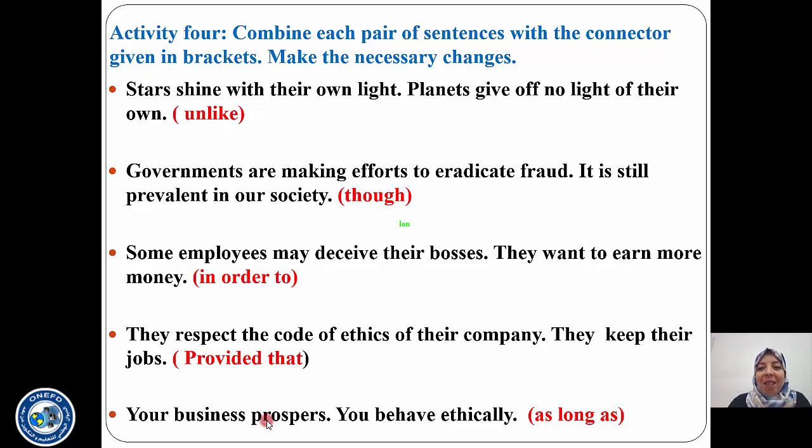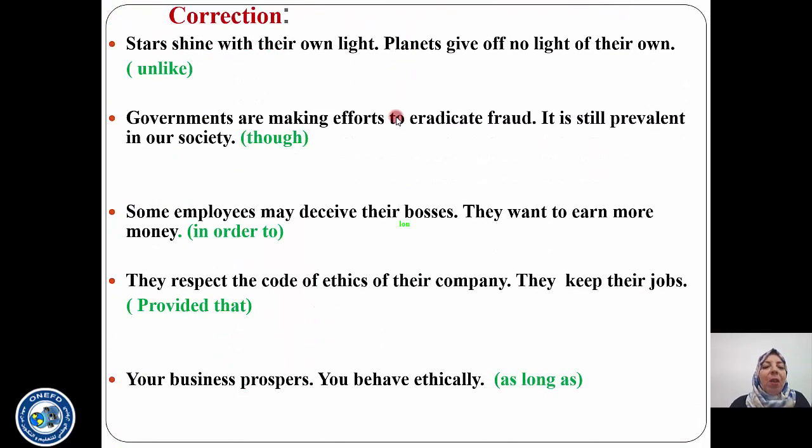Combine each pair of sentences with the connector given in brackets. Okay. And of course, you need to make the necessary changes. So what are the words given? And like, though, in order to, provided that, and as long as. We have already seen most of these words. So pay attention to the place where you have to use these connectors. It can be in the beginning or in the middle, and the necessary changes you have to make. Okay? Let's start the correction.